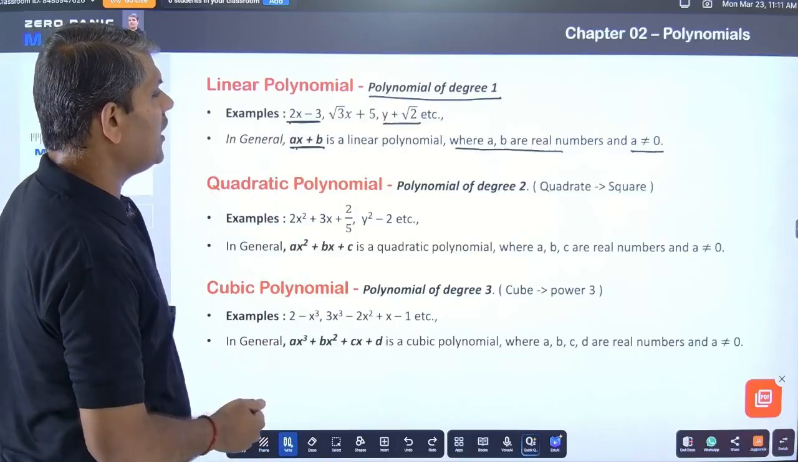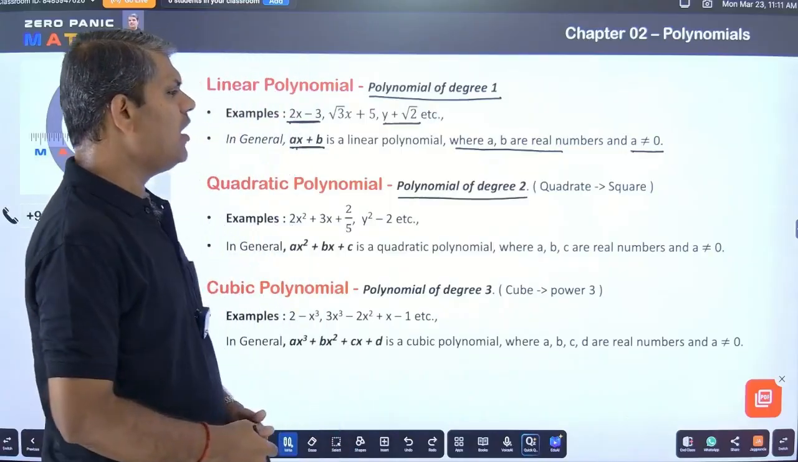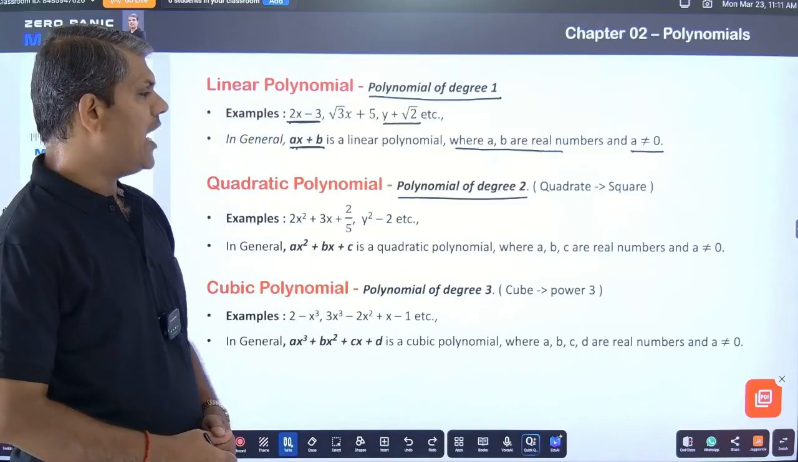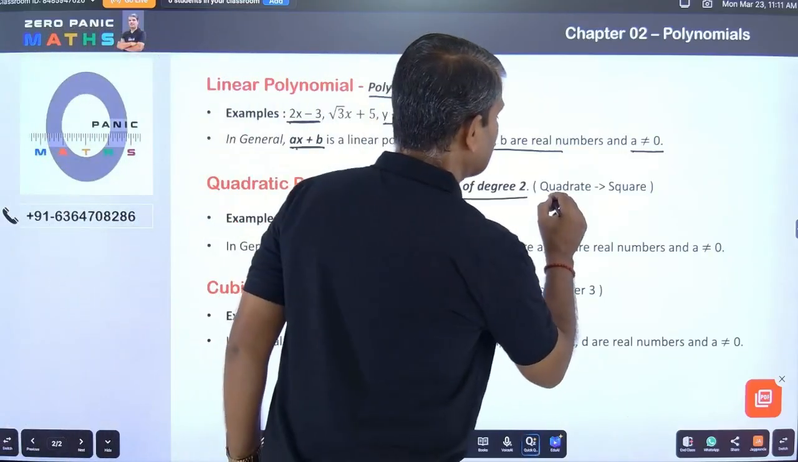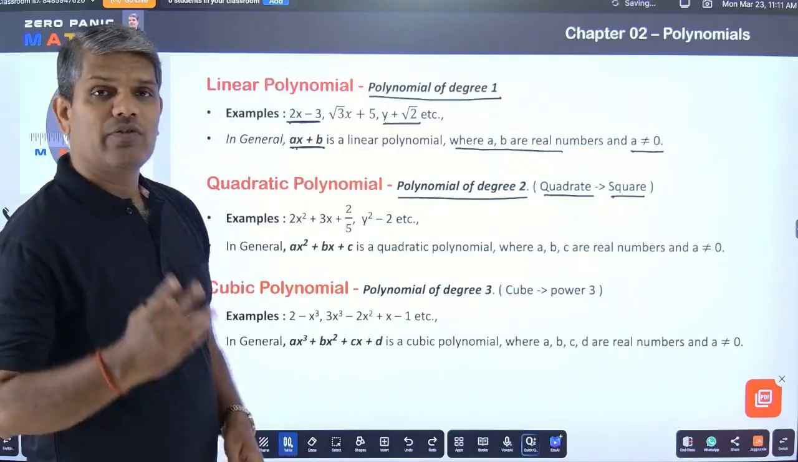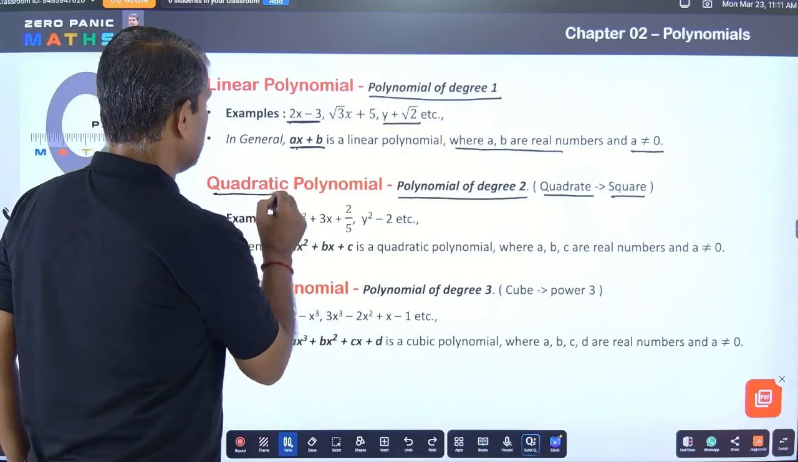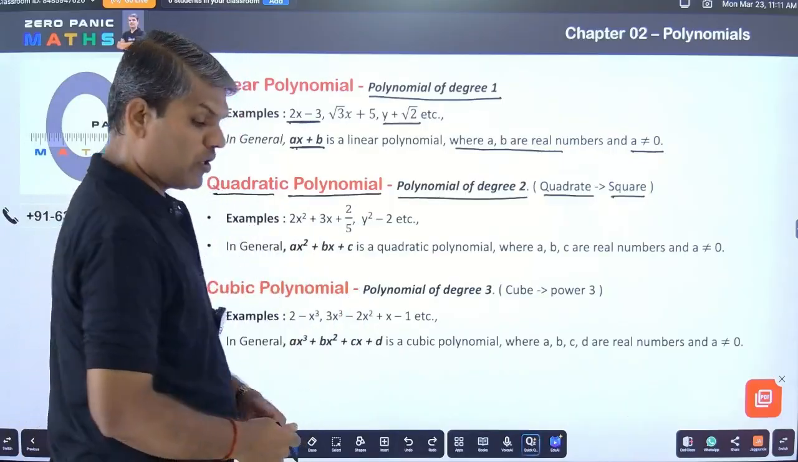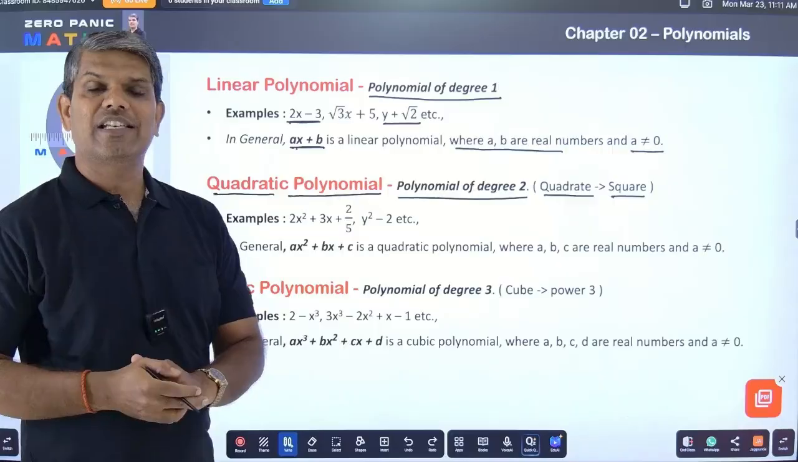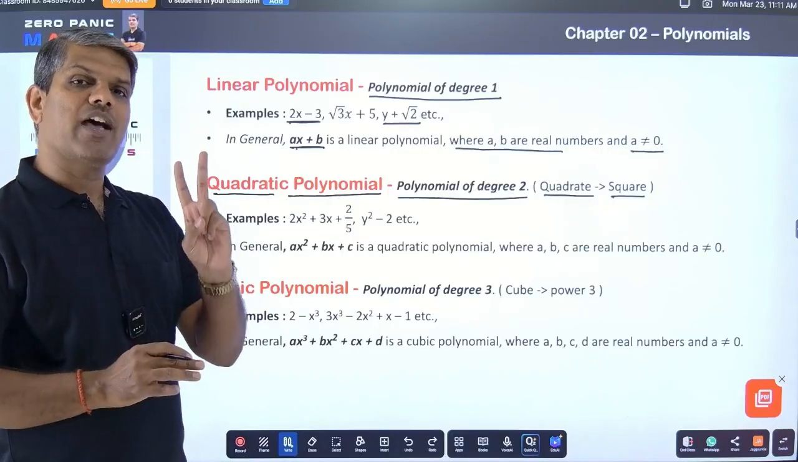Now similarly, going to the next kind of polynomial, a polynomial of degree 2. As you all know, quadrate means square, or with power 2. That kind of equation is called a quadratic polynomial. A quadratic polynomial is an equation in any variable with highest power 2.